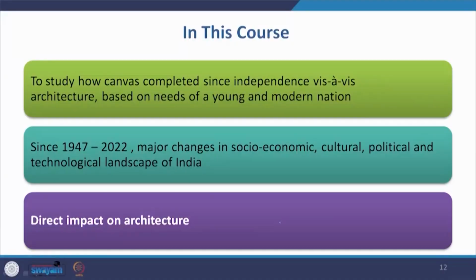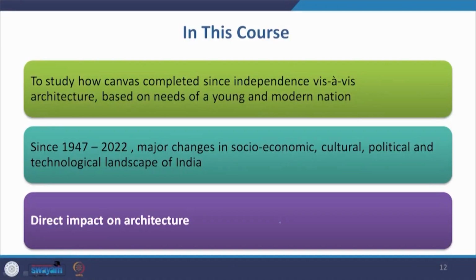In this course, we are going to study how this canvas was completed, or rather, I would say, is being completed since independence vis-a-vis architecture, based on the needs of a young and modern nation. Since 1947 till 2022 today, major changes have taken place in the socio-economic, cultural, political and technological landscape of India, and that has had a direct impact on architecture.